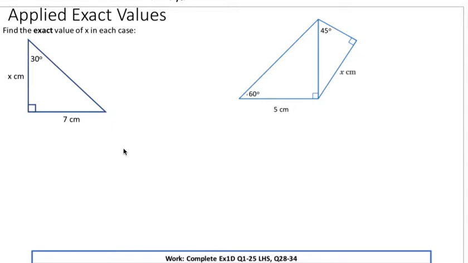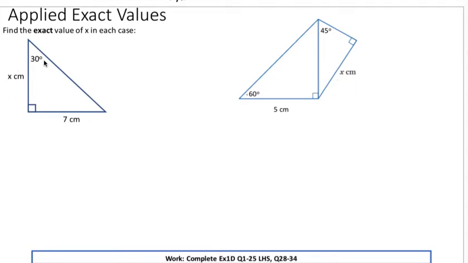So this will be the non-calc part of your exam. So you need to be able to do this without using a calculator. So we have no calculator in this situation, we just need to solve it. So find the exact value of x in each case. We've got x here and we have x over here.